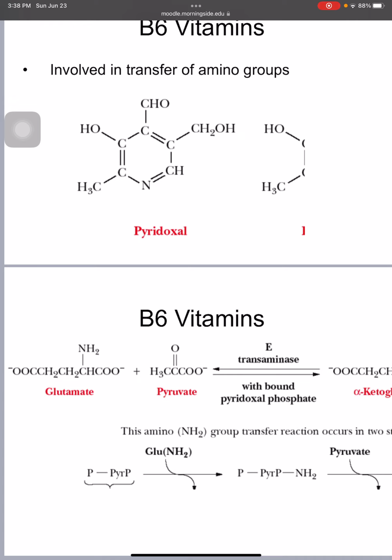You'll see as we go along, classes of enzymes often have very particular functions like moving an amino group, moving a carbonyl, whatever. But coenzymes, in their helper roles, also have very defined things that they do.